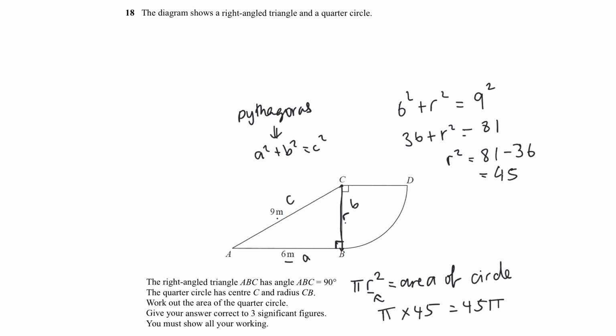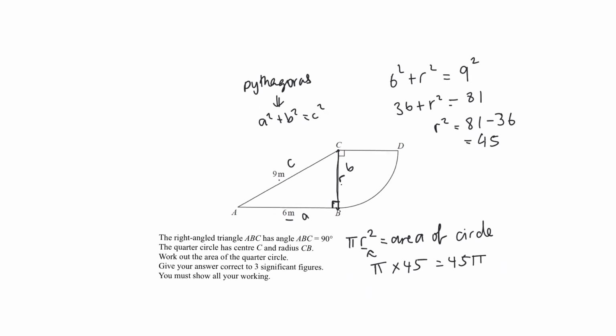Then to work out the area of the quarter of the circle, you're going to put into your calculator 45 times pi divided by 4. And that is going to give you the area of the quarter of the circle. So 45 times pi, and then divide by 4, to 3 significant figures you would end up with an answer of 35.3 centimeters squared, because you're dealing with area. And that's the end of this paper. I hope that was useful, guys. Thanks for watching.